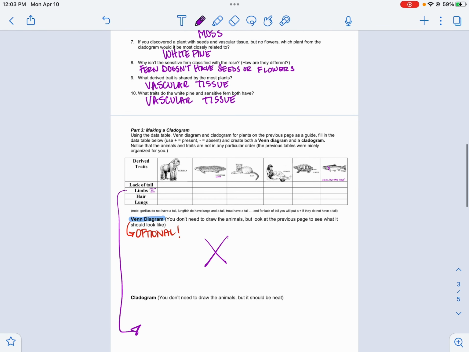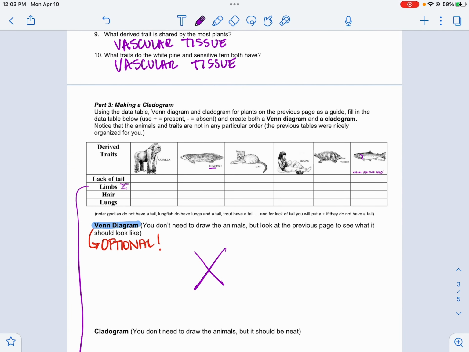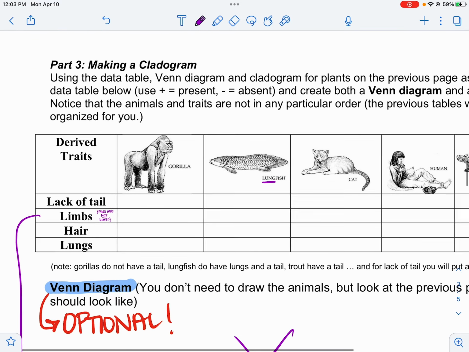All right, so you're going to make a cladogram here. All right, so it says using the data table. You actually do not need to make a Venn diagram. It's optional. If you want to, you can, but you don't have to. All right, you're going to fill in the data table, and then you're going to create a cladogram using that data table, okay? Couple of things that I want to point out here that are a little bit tricky.